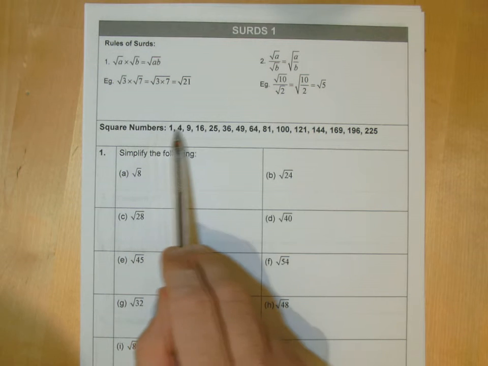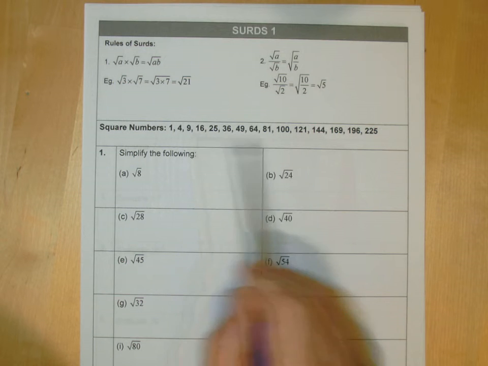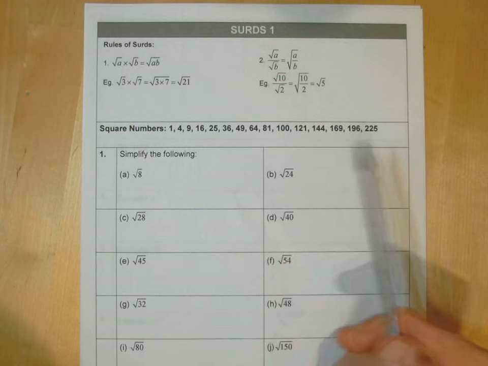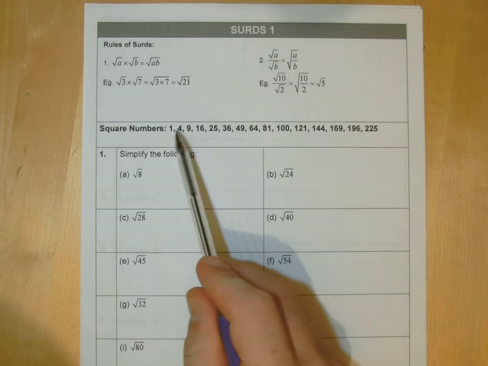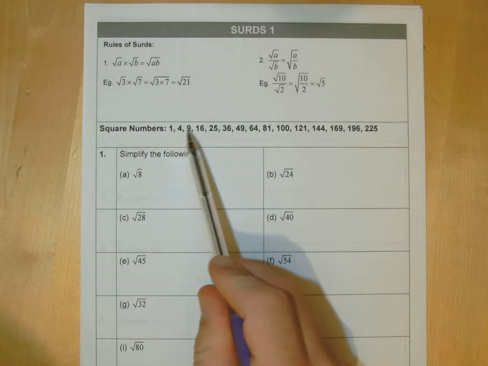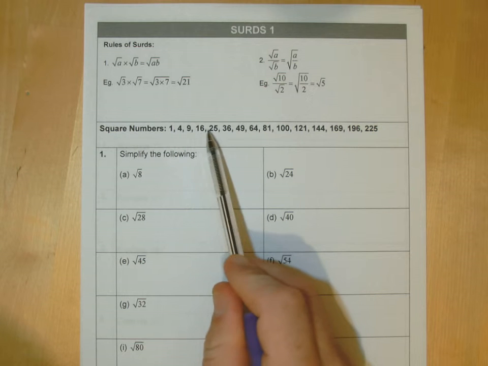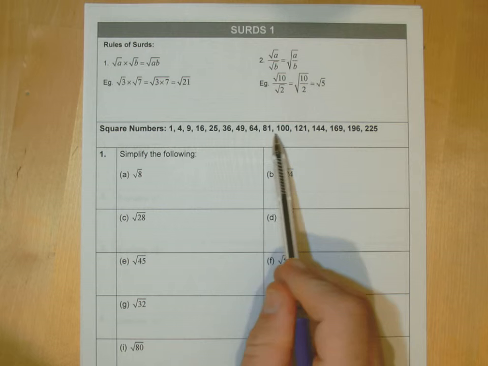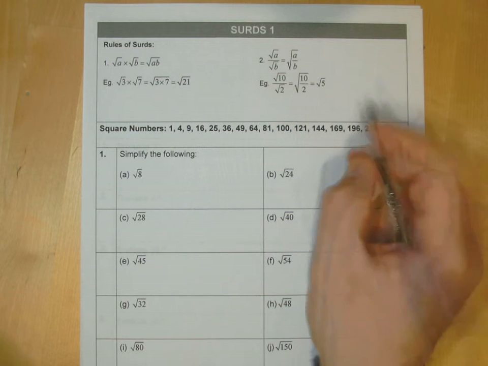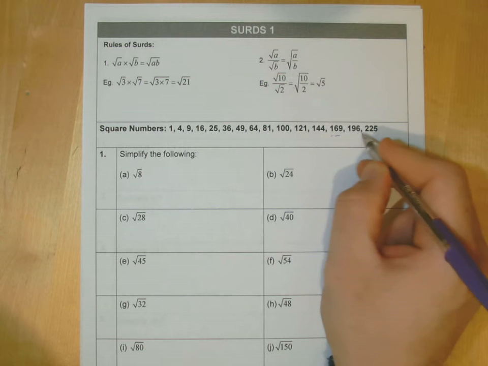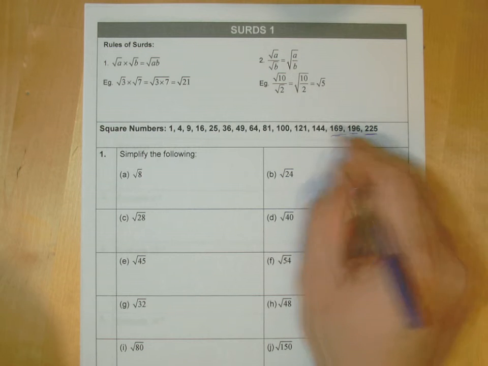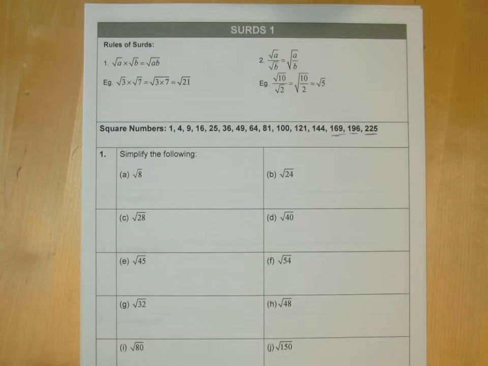What's important with surds is that you know your square numbers. Square numbers are intricately related to square roots, obviously, because it's the opposite operation. So ideally remember these. Of course, 1 squared is 1, 2 squared is 4, 3 squared is 9, 4 squared is 16, and so on. 11 squared, 12 squared, these ones at the end here, 13 squared, 14 squared, 15 squared. They like to put them into the exam paper, so it's well worth remembering them and being familiar with them.